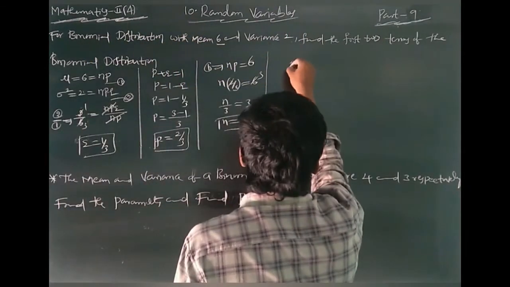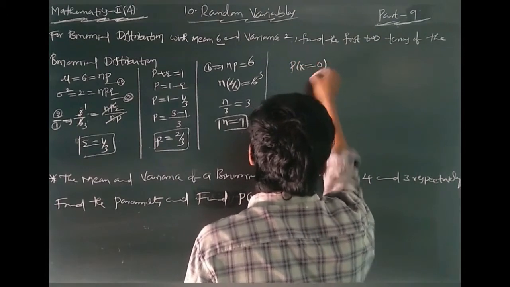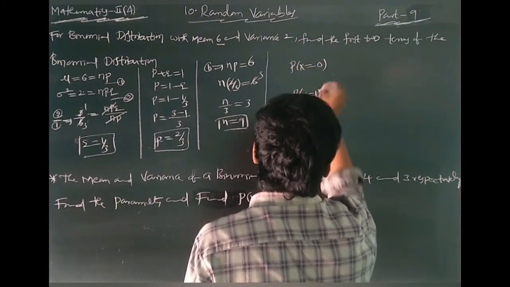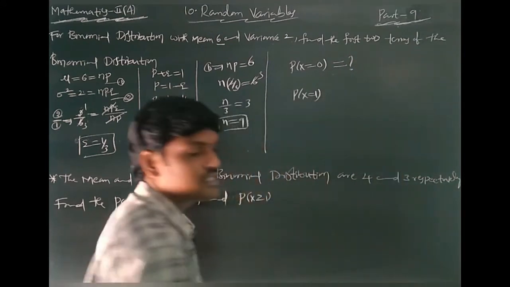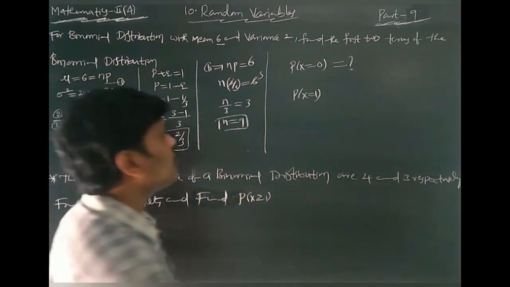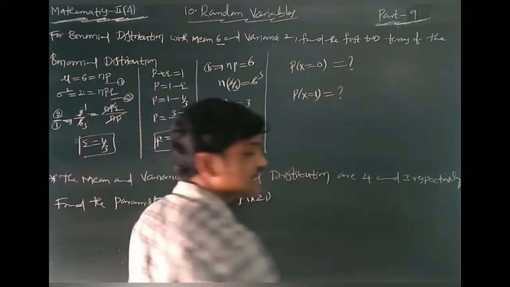After that, find the first two terms. First two terms are nothing but P of x equal to 0 and P of x equal to 1. P of x equal to 0 is how much? This is the first term. P of x equal to 1 is how much? This is the second term.